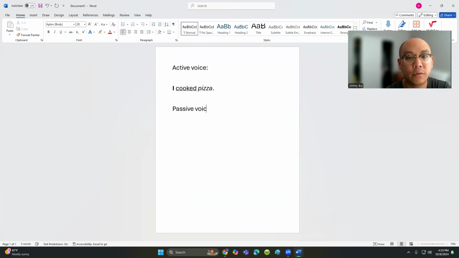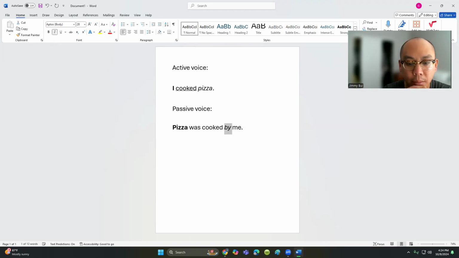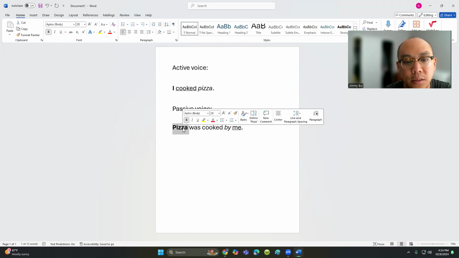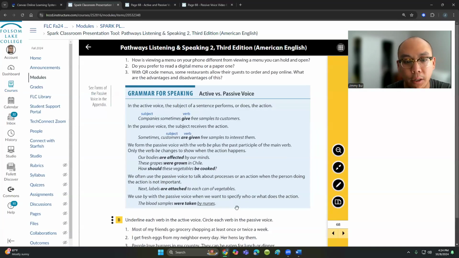But in the passive voice, pizza was cooked by me. In this case, the subject is going to be pizza, right? And so you see here, adding by me shows who cooked the pizza or who did the action, but more importantly, the subject in this case is pizza, right? The fact that pizza was cooked is more important than by who.